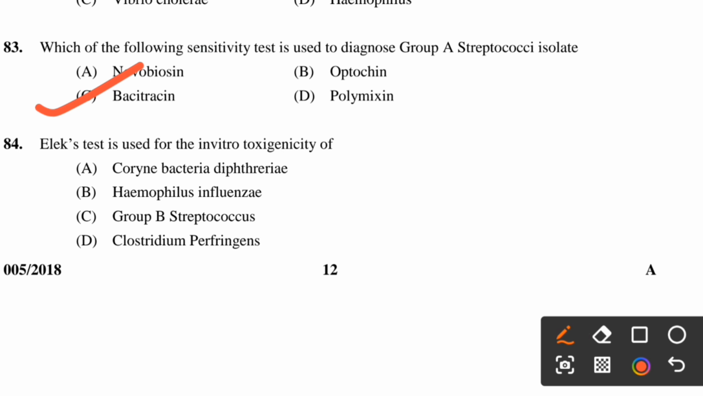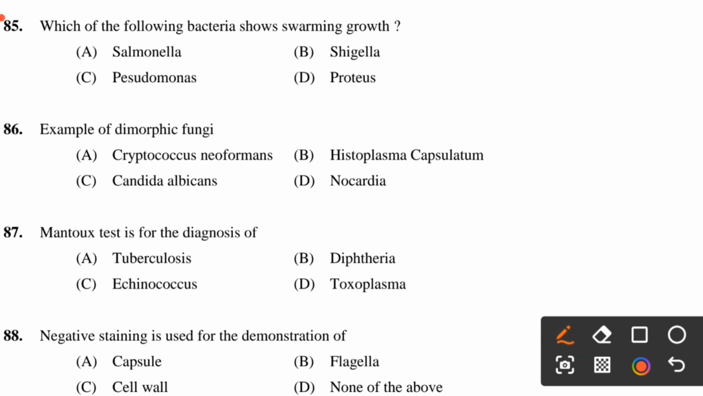Next one, Elek test is used for the in vitro toxigenicity of Corynebacterium diphtheriae. Elek gel is used for Corynebacterium diphtheriae. Next one, which of the following bacteria shows swarming growth? Swarming growth is exhibited by Proteus. Next one, example of dimorphic fungi. The right answer is option B, Histoplasma capsulatum. Dimorphic fungi is Histoplasma capsulatum.